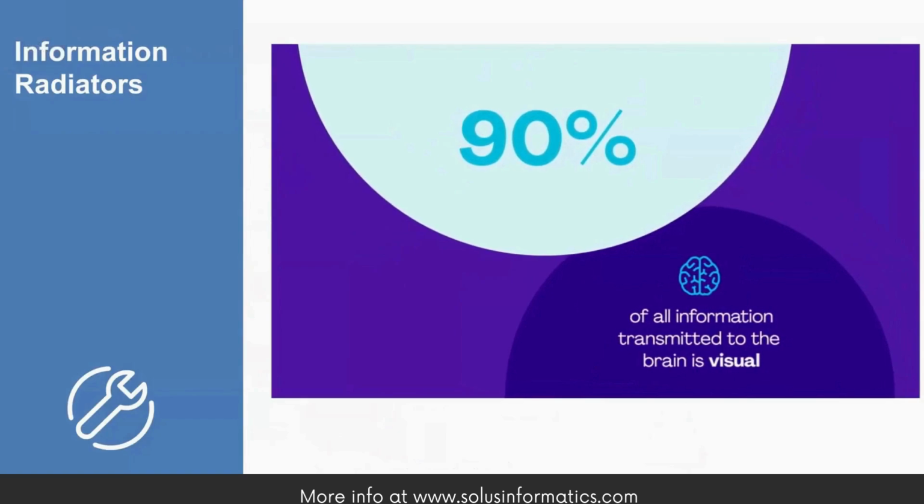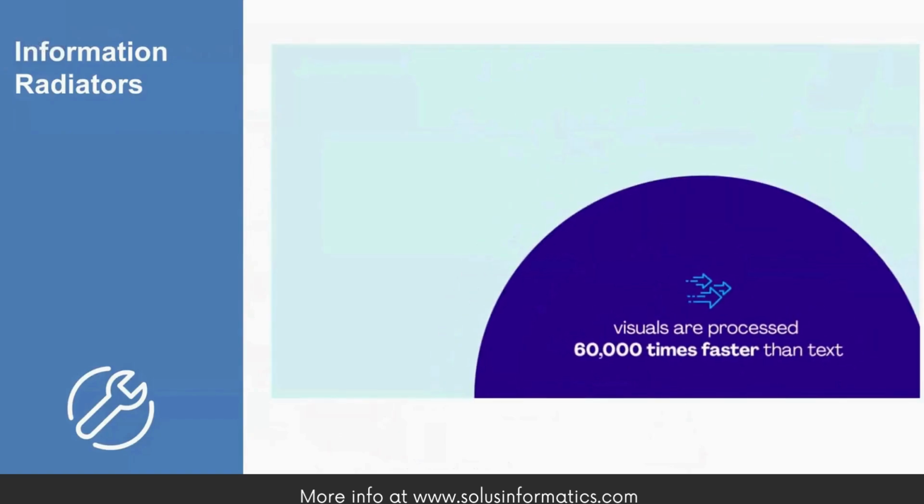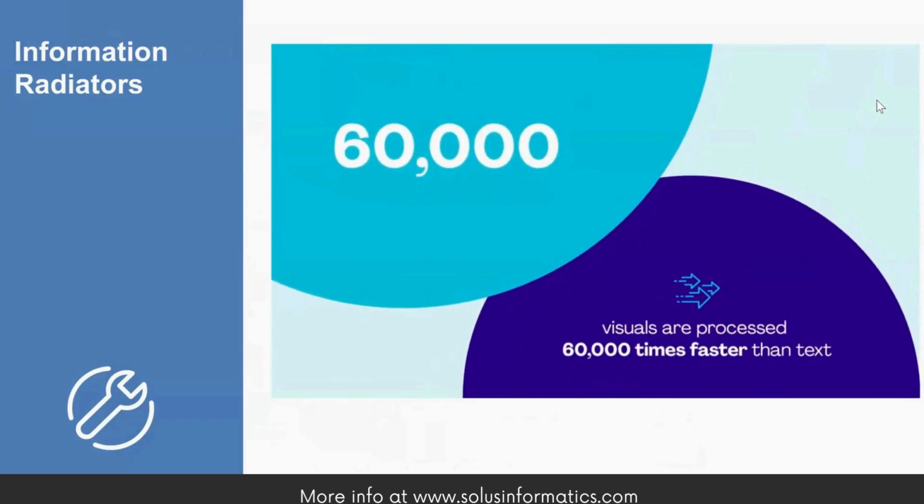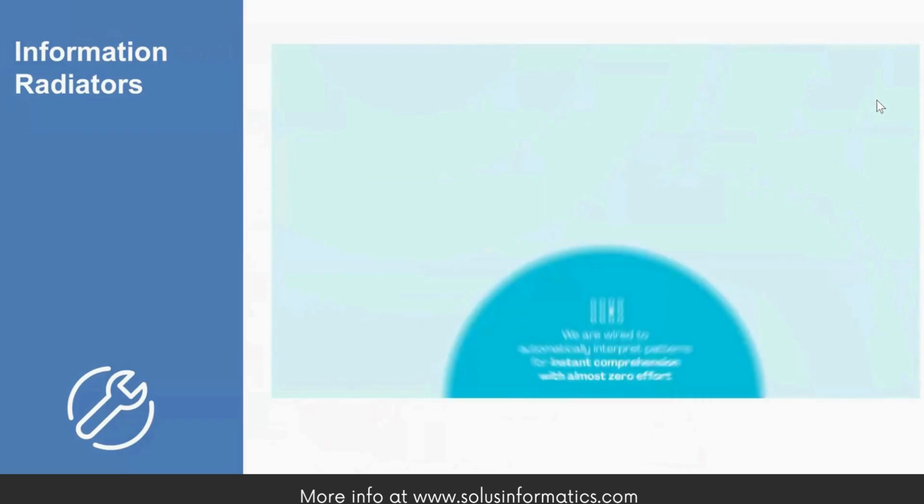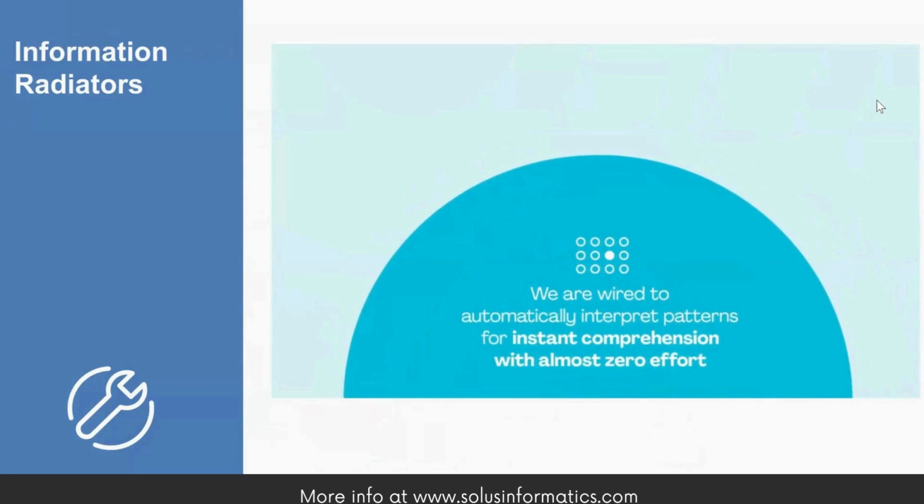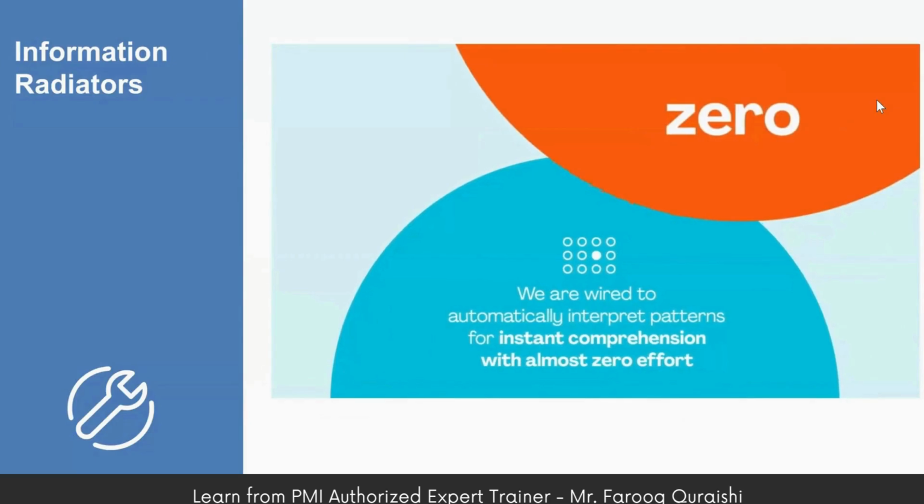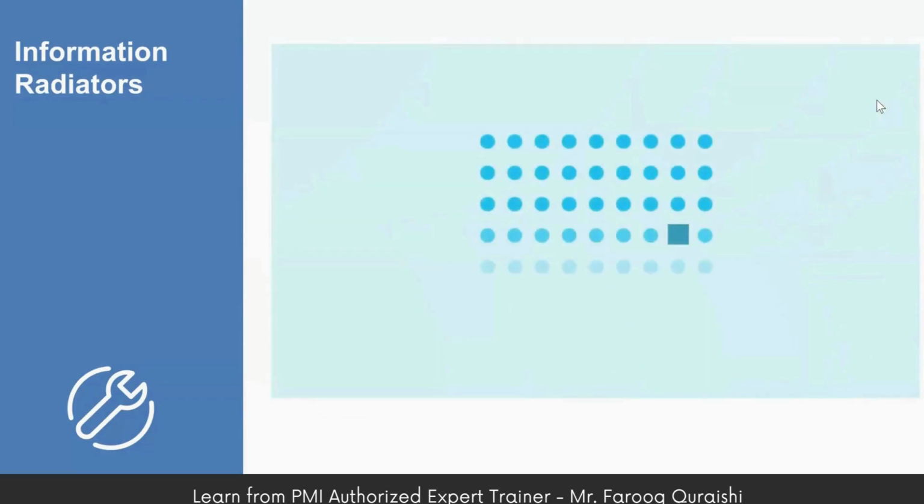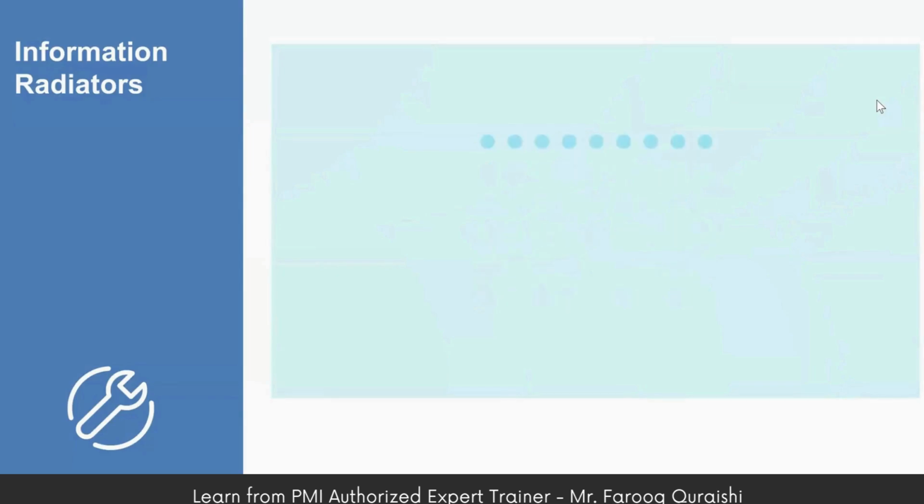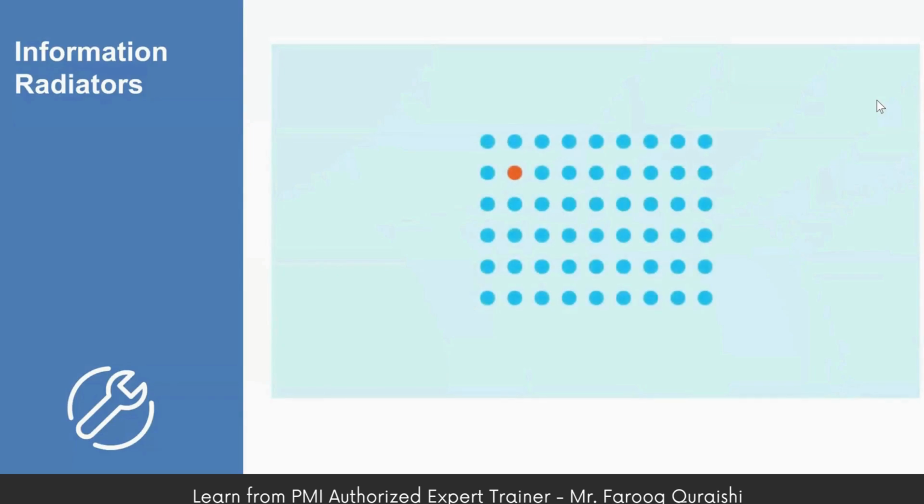90% of all the information transmitted to the brain is visual. Not surprisingly, visuals are processed 60,000 times faster than text. We are wired to automatically interpret patterns for instant comprehension with almost zero effort. Want to see some examples? What do you see right away? A different shape. And with this one, a different size. And with this one, a different color.